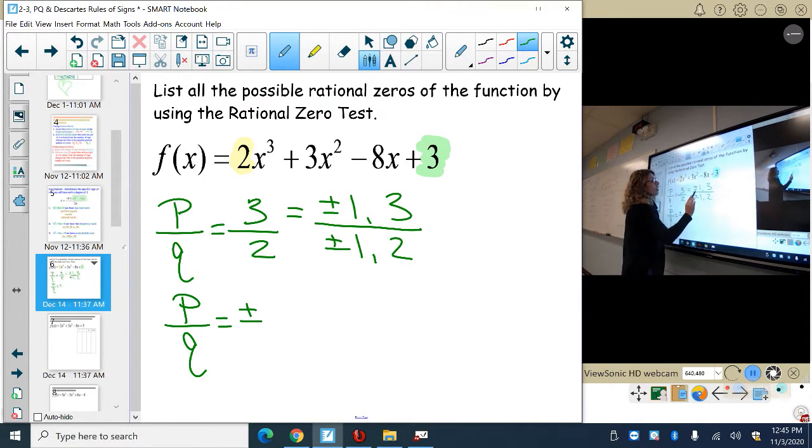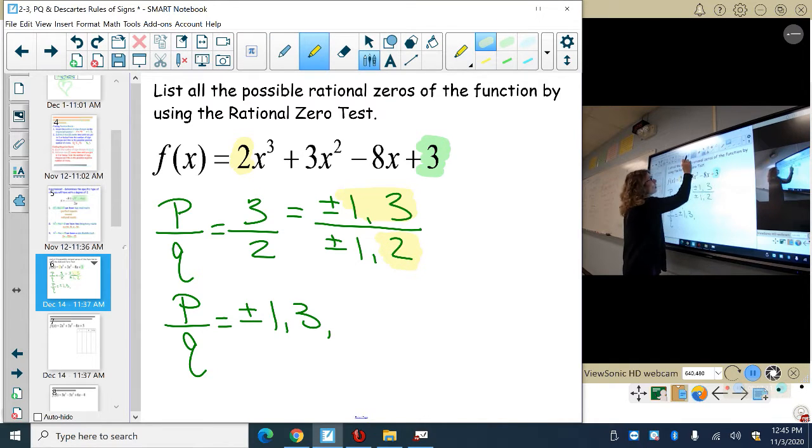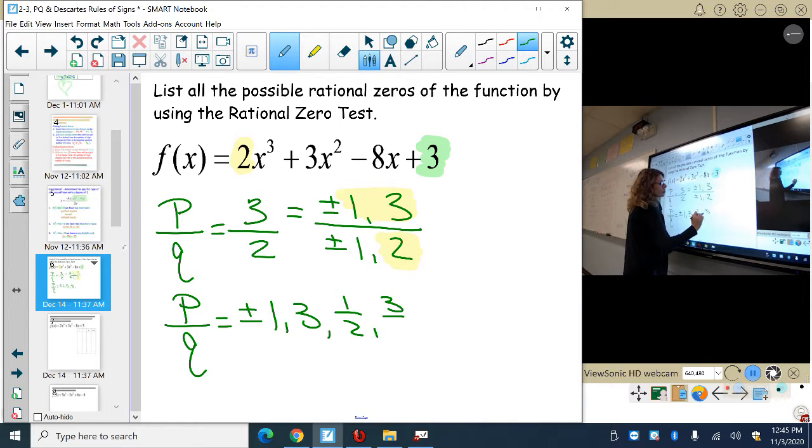I'm going to take my entire numerator and first divide by 1. So 1 divided by 1 is 1, 3 divided by 1 is 3. Now I'm going to take my entire list and divide that by 2. So what is 1 divided by 2? 1/2, and 3 divided by 2 is 3/2.